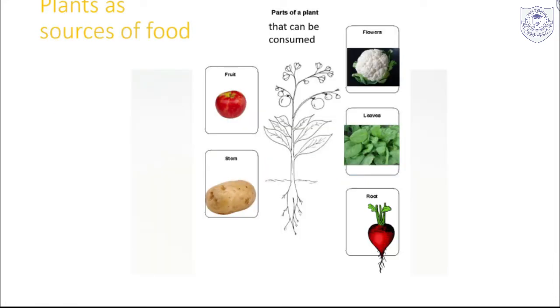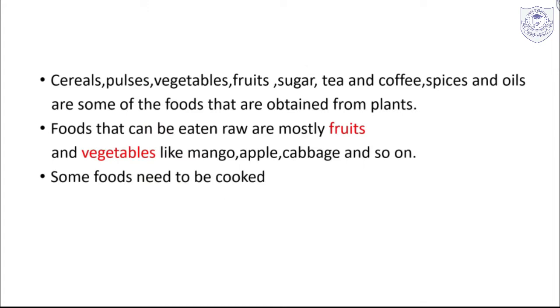Now we'll come to plants as a source of food. We eat the different parts of a plant, and the different parts of a plant that can be consumed are the root, stem, leaves, flowers, and fruit. Now we'll see the foods that are obtained from the plants. We obtain foods like cereals, pulses, vegetables, fruits, sugar, tea, and coffee. We also obtain spices and oils from the plants.